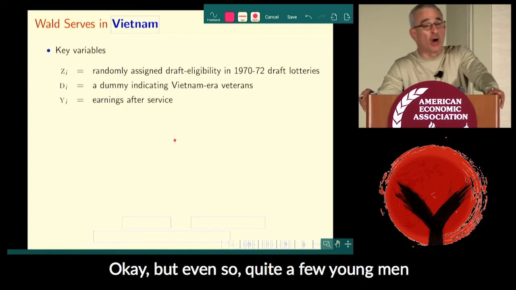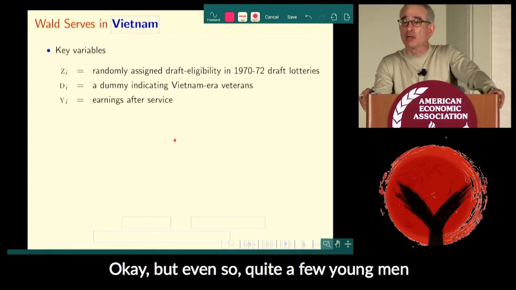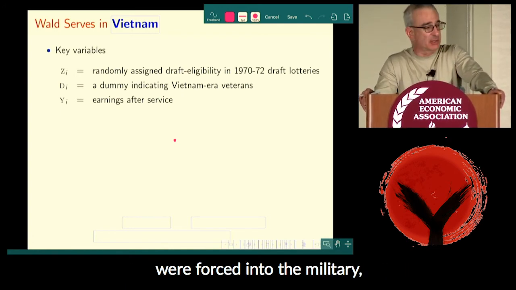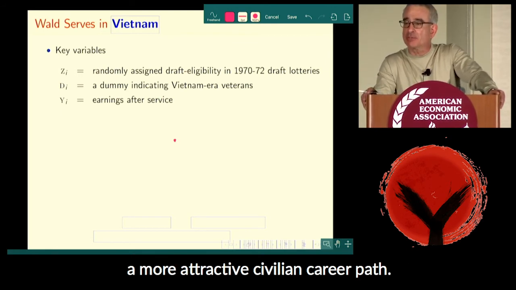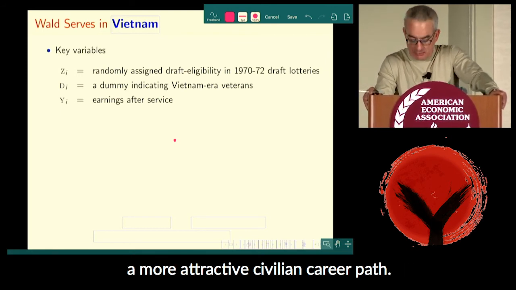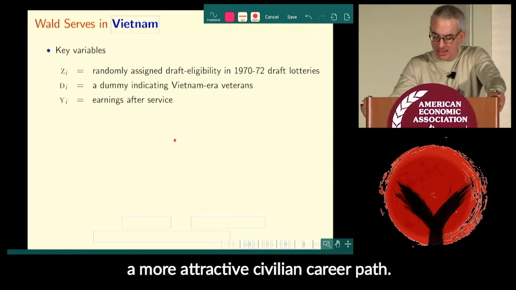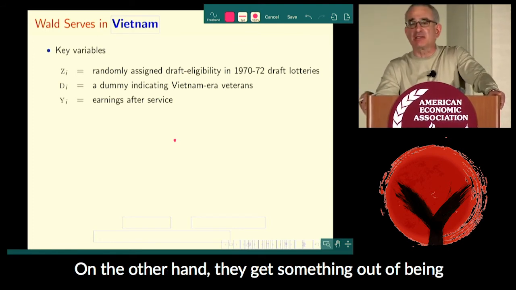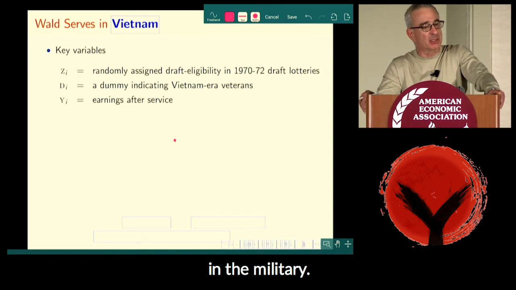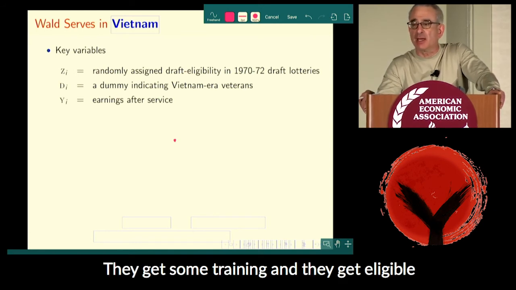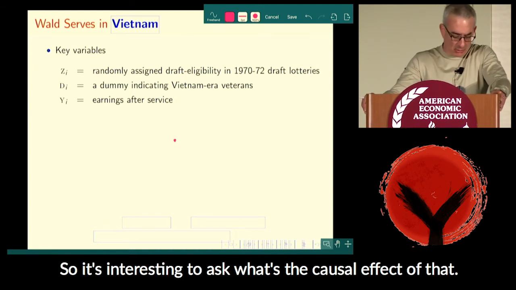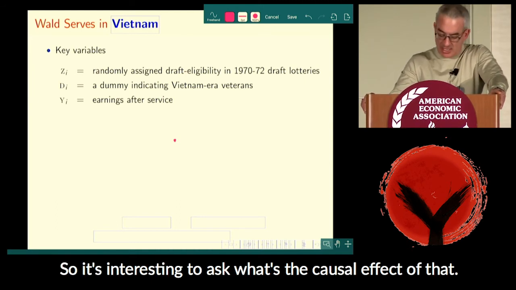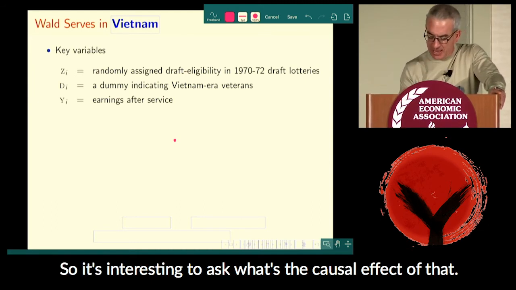You could be in Alaska or something on a military base in the United States or in Germany. Okay, but even so, quite a few young men were forced into the military, which means they were diverted from perhaps a more attractive civilian career path. On the other hand, they get something out of being in the military. They get some training, and they get eligible for some benefits later in life. So it's interesting to ask, what's the causal effect of that?